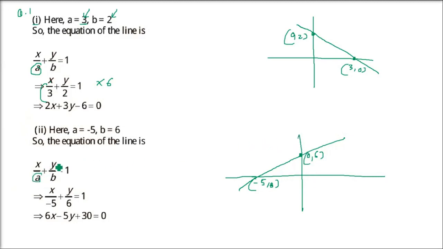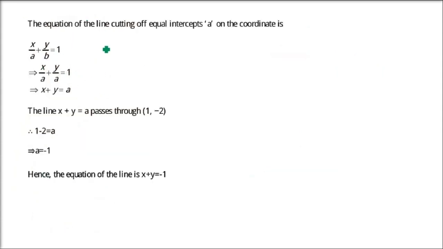In the same way, in place of a you put minus 5, in place of b you put 6, and you need to multiply the whole equation by 30. Better to multiply by 30 because the LCM of 5 and 6 is 30. So you get 6x minus 5y equals 30.